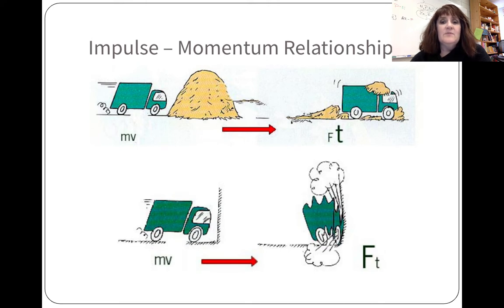So look at these two impulse relationships. Both of them have the same momentum, but if the truck hits a hay bale, it's going to increase the amount of time, which decreases the force. If it hits a wall, it's a lot of force over a little time.